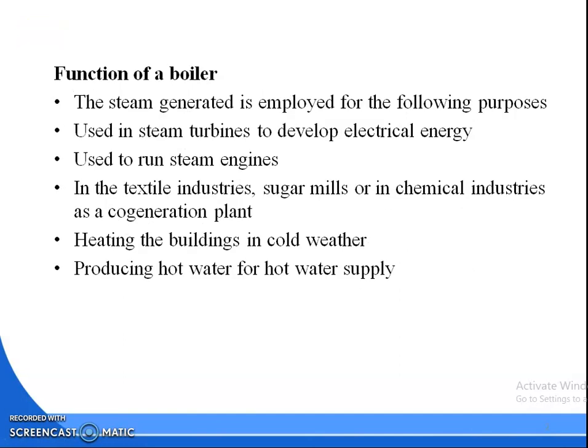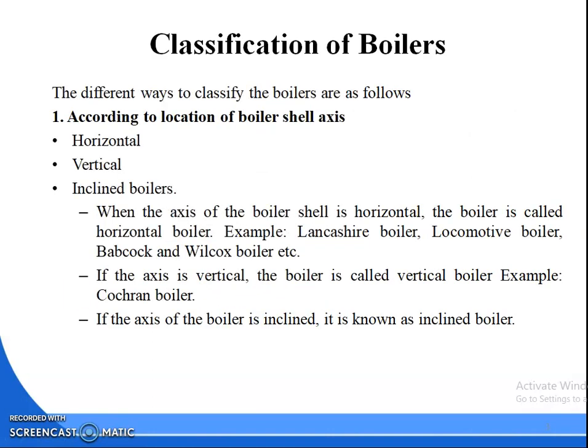Then what is the function of a boiler? The boiler is a steam generator device, and the steam generator is employed for the following purposes: in the steam turbine for development of electric energy, to run the steam engine in the textile industry, sugar mill, chemical industry or cogeneration plant, heating buildings in cold weather, and producing hot water for hot water supply. For that reason, a boiler is used.